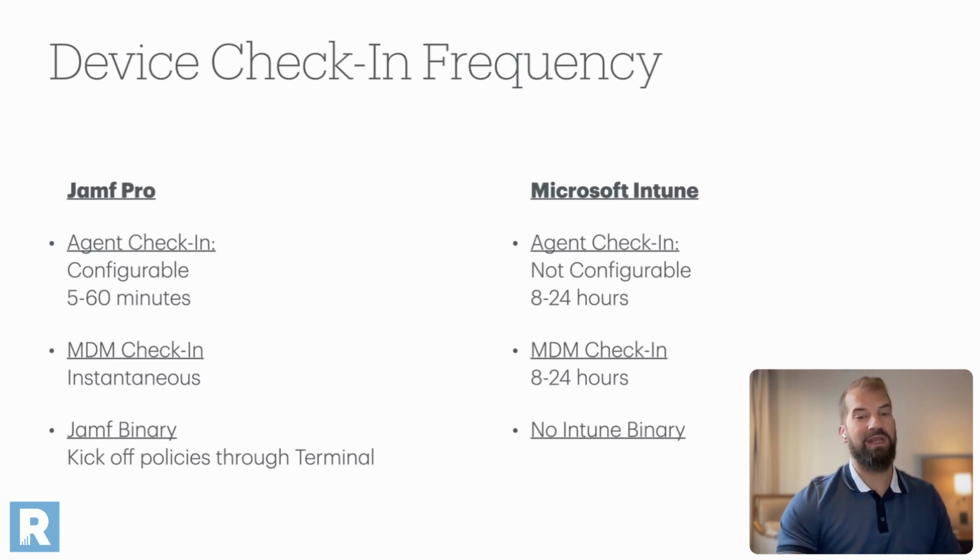I can also use the Jamf binary on the computer to run something like sudo jamf policy or sudo jamf recon or a bunch of other stuff to do a ton of Jamf operations on the device itself. Intune, the agent and the MDM check-in is a quoted 8 to 24 hours. And there's not really any way to configure that to be faster, which is crazy to me because your inventory gets so out of date because of that.